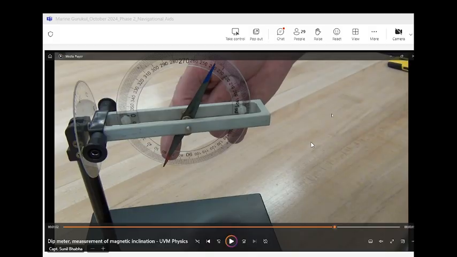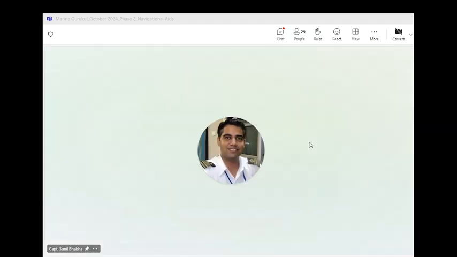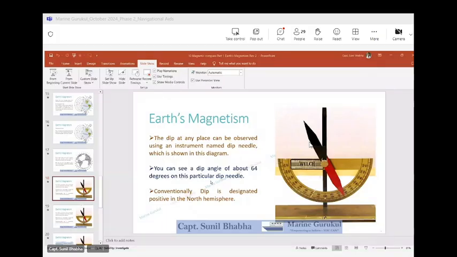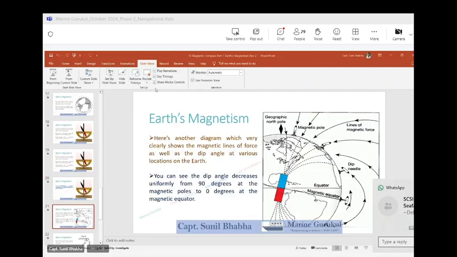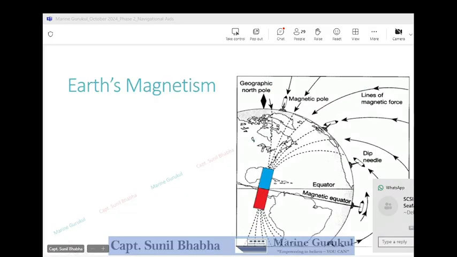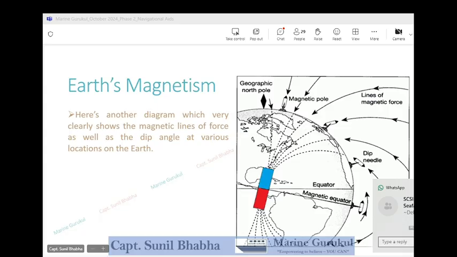Okay. Let's go back to the presentation. Okay, beta. Great. So we have seen the dip meter. Let's move ahead. We now have another diagram showing very clearly the magnetic field of the earth as well as the dip being recorded by a dip needle.